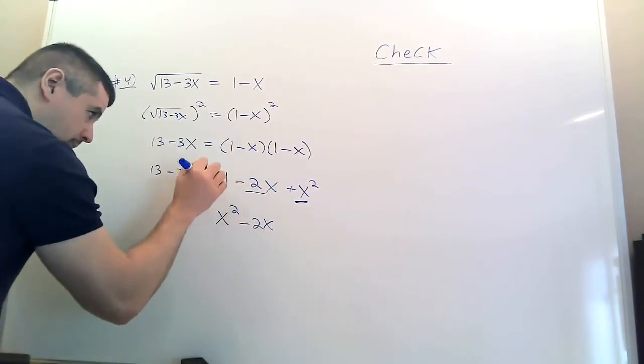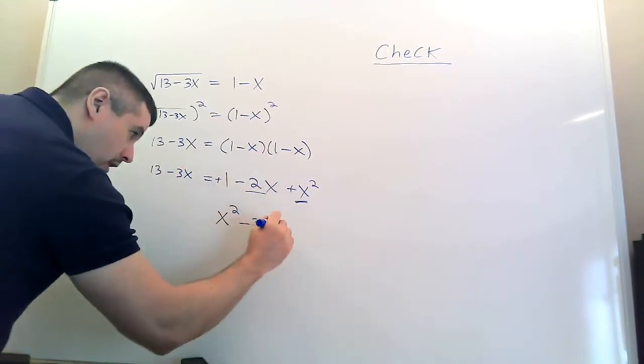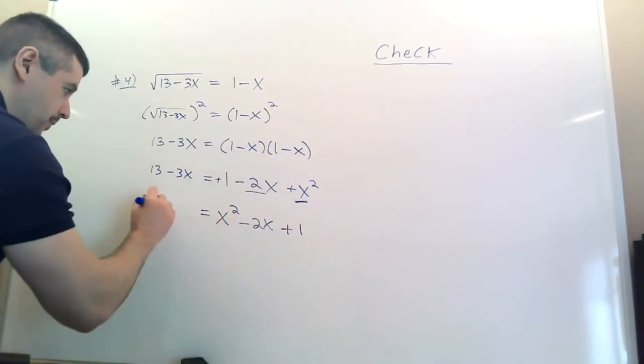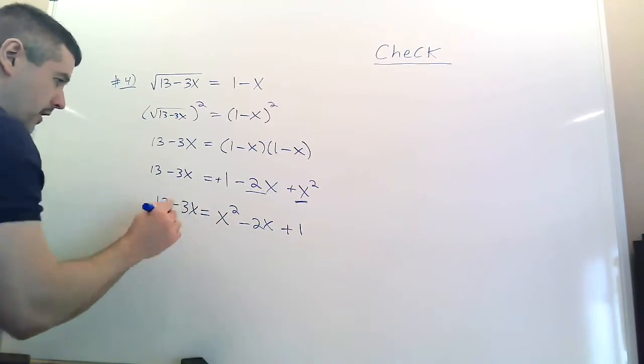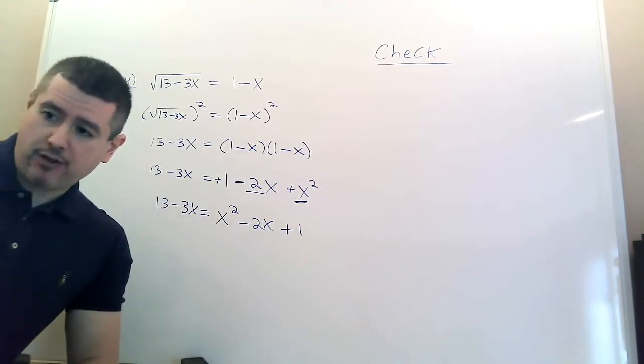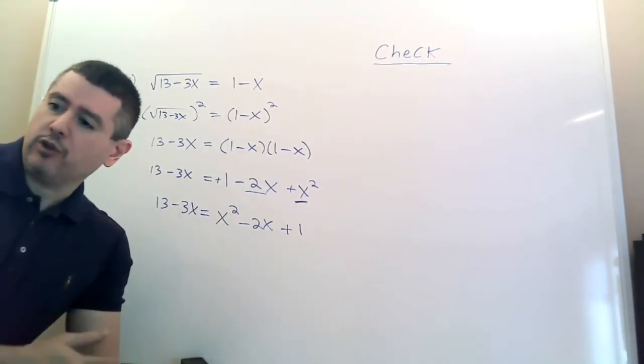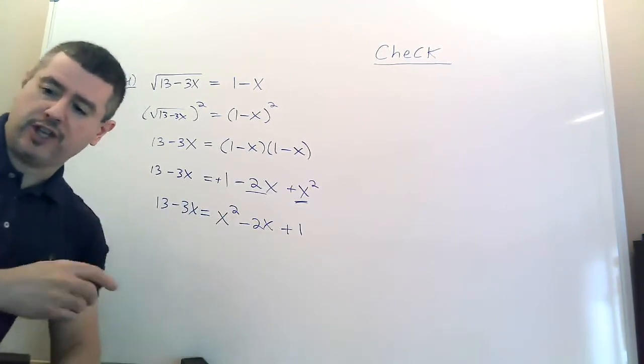Now, remember, that's a plus 1. I did 1 times 1. That's not a negative 1. So you got to make sure you put a plus there. It's very important that you do that. You're going to have a fit trying to factor this if you don't rearrange the terms so that they are the way you're used to seeing them.